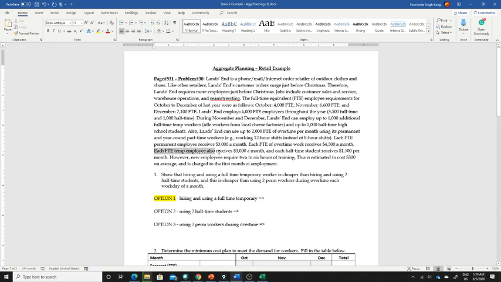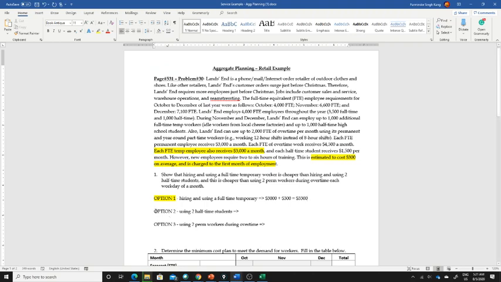So each FTE employee receives $3,000 a month, right? So that's going to be my cost for wages, $3,000 per month for the temporary worker. And then we have an estimated cost of $300 on average, which is charged during the first month of employment, right? So which is kind of a hiring cost, which includes training and so on, right? So that's $300. So that gives me a total of $3,300.